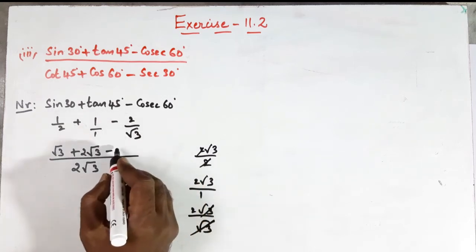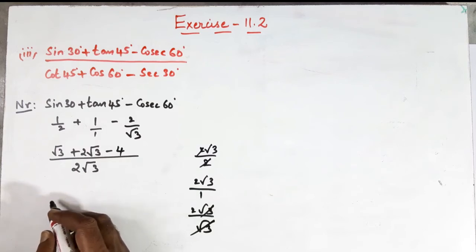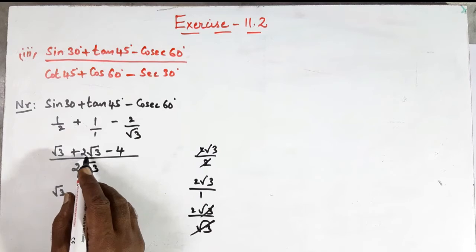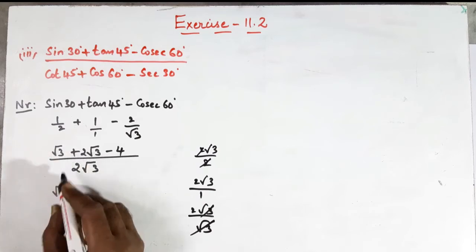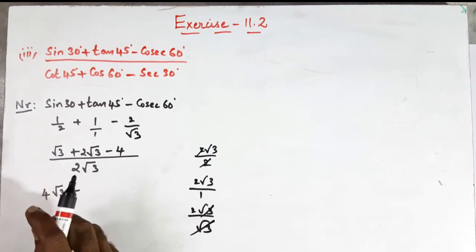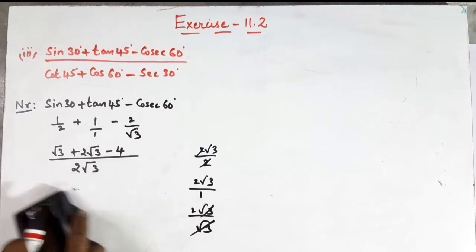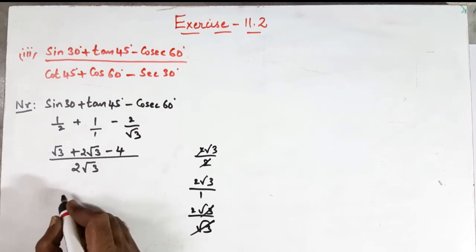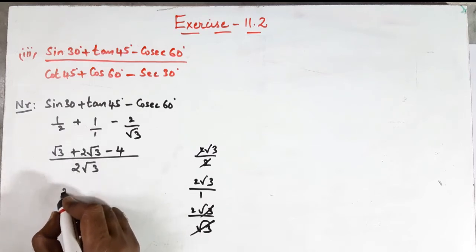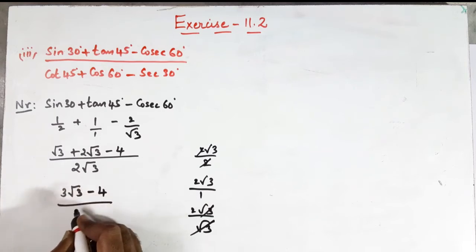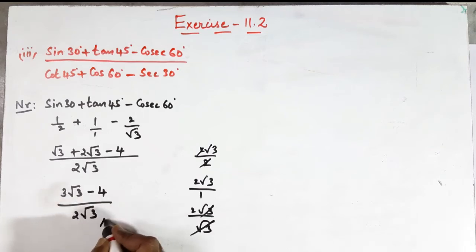2 2s are 4. Okay, so what did we get? Root 3, 2 root 3 plus 1 root 3. How much are you going to get? 4 root 3. Sorry. Here 1 root 3 plus 2 root 3, total you are going to get 3 root 3 minus 4 by 2 root 3. So this is for the numerator.